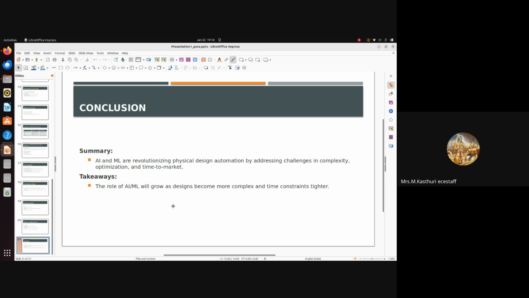Takeaways: the growing role of AI and ML as design becomes more complex. AI and ML will continue to evolve and expand, providing intelligent solutions, from optimizing placement and routing to improving power efficiency. AI-driven tools will be crucial for meeting the demands of advanced processes, for example 7 nanometers and beyond. The ability of AI and ML models to automate the various stages of the design process will significantly reduce time to market, making it possible to rapidly iterate and deliver products in a shorter time frame, which is critical in today's competitive technology landscape.